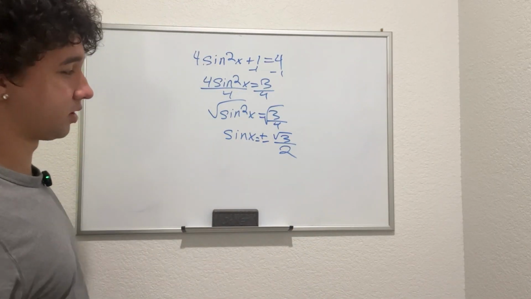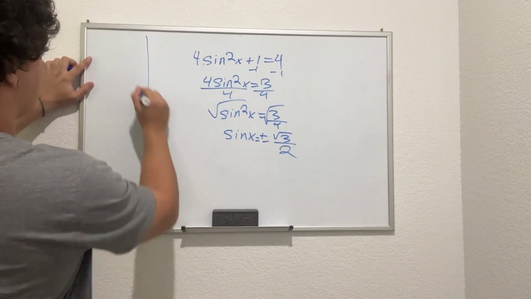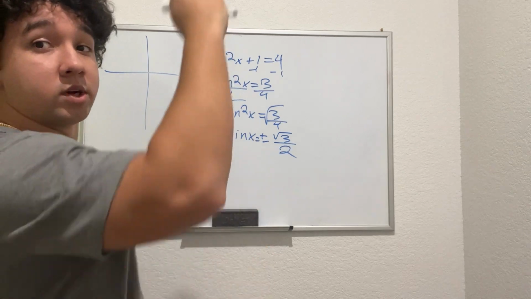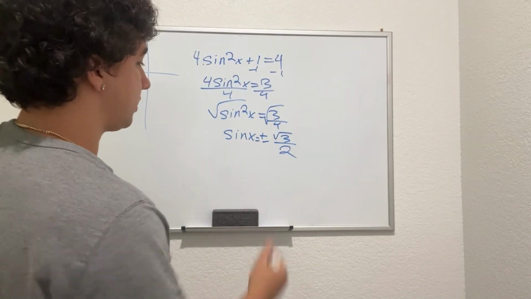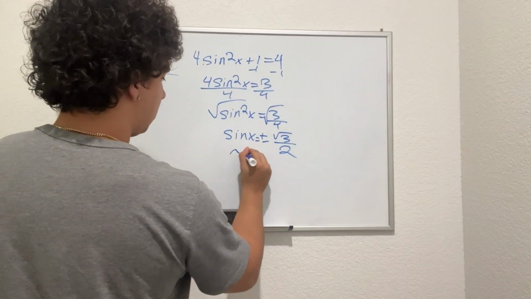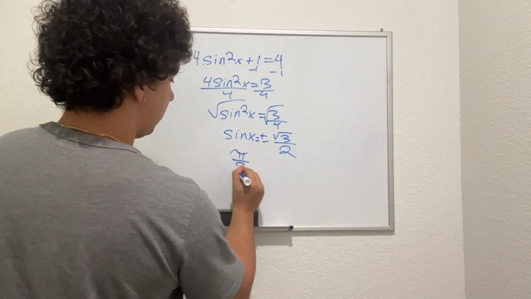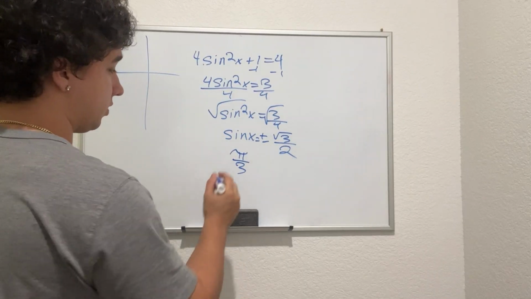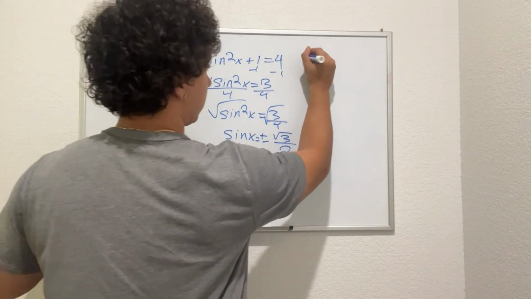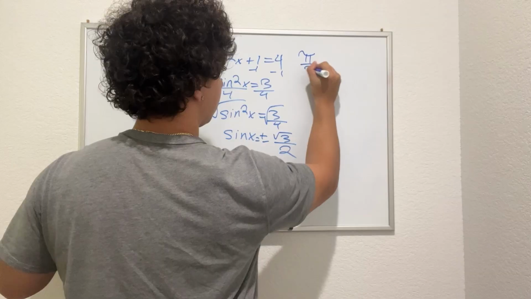Look at that, it's a special angle right there. So what angle is that? The way that I like to think about it is 3, 2, 1, 1, 2, 3. Sine is the second one, so 1, 2, 3. This is the same thing as 60 degrees, or pi over 3. And the fact that I'm dealing with all 4 quadrants, well, this one's my first quadrant, so let me write that there, pi over 3.